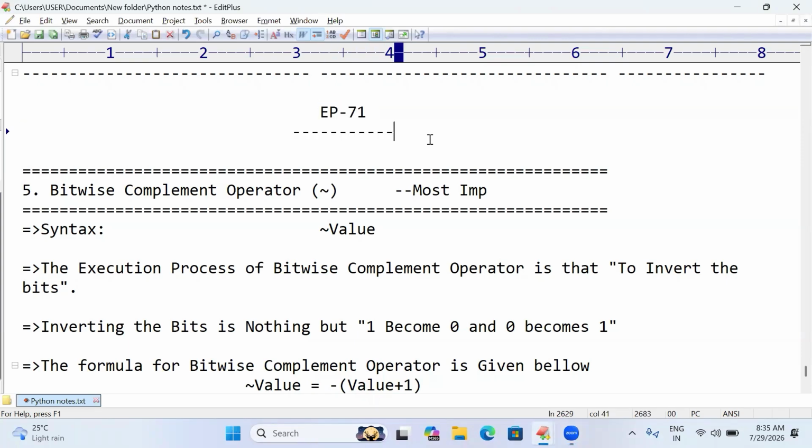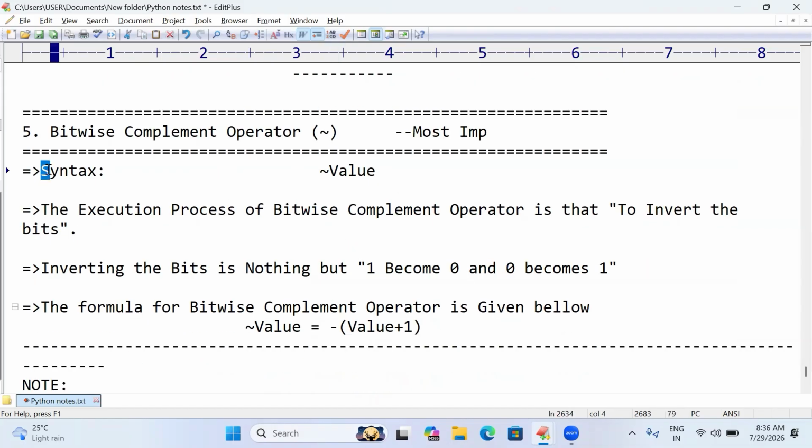In today's episode, we are going to discuss the Bitwise Complement Operator. By using this symbol, we are going to use the Bitwise Complement Operator. So this symbol is considered as the negation symbol. So let's see the syntax.